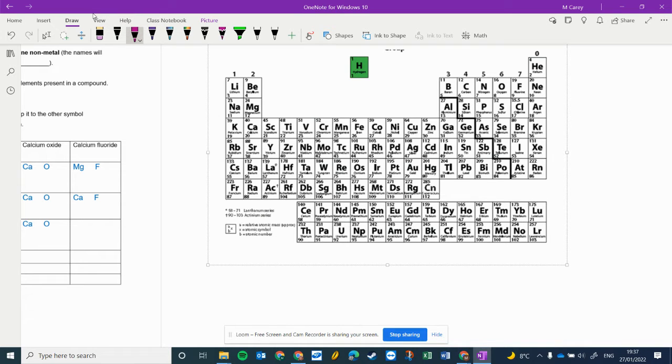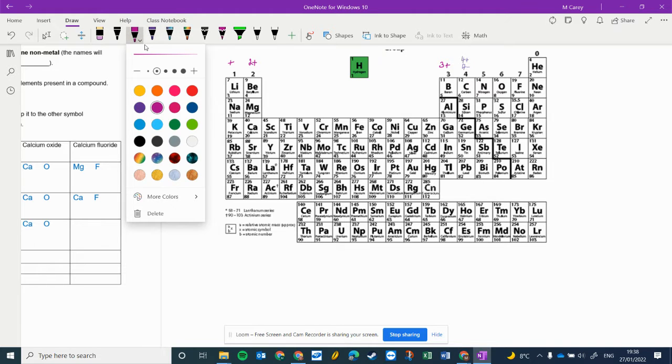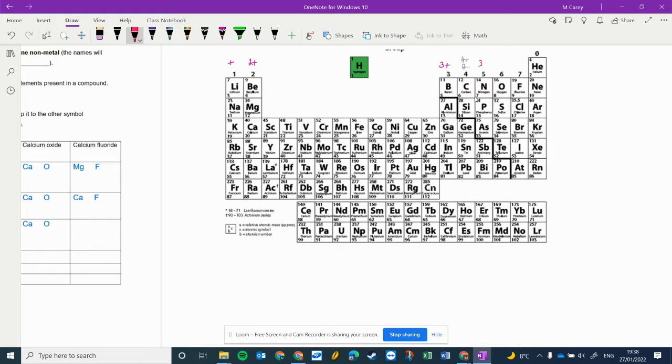So the group 1 elements will all end up with a plus charge, because they lose 1 electron. Group 2 will end up with a 2 plus. Group 3 will end up with a 3 plus. Group 4 can be 4 plus or 4 minus, but you probably won't see that too often. Then you have the non-metals. Group 5 will be 3 minus. Group 6 will be 2 minus. Group 7 will be minus. And then group 0 obviously don't form ions.